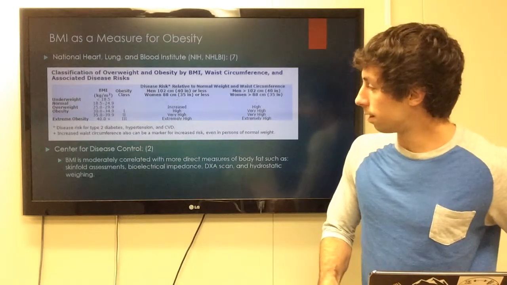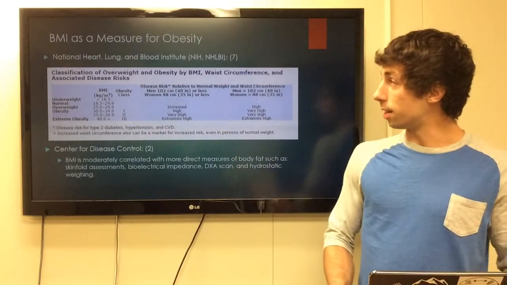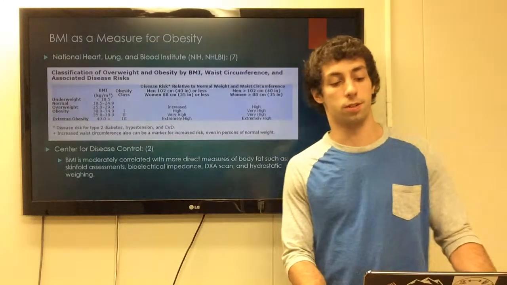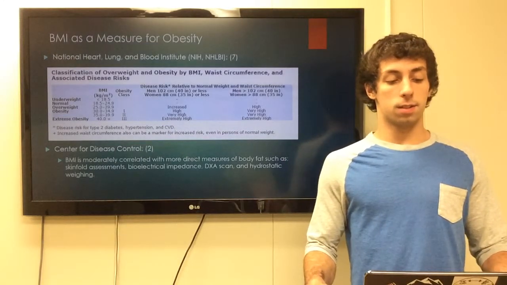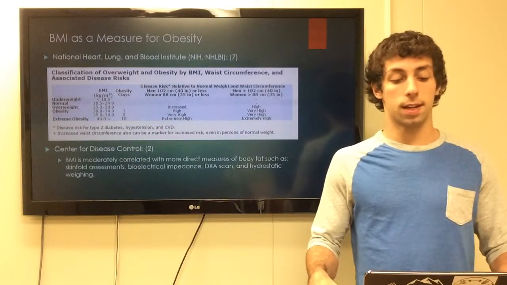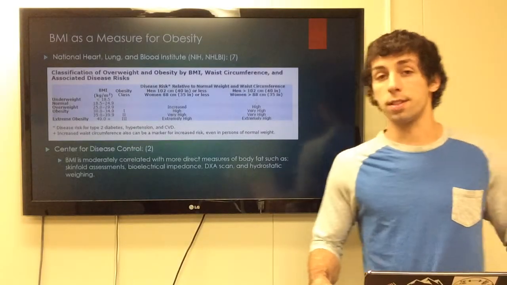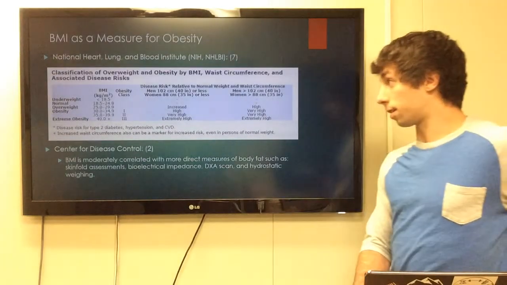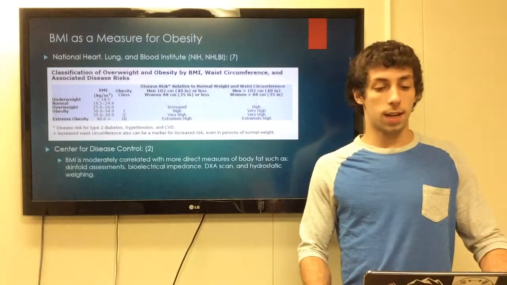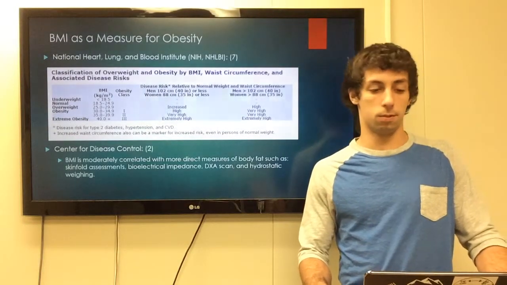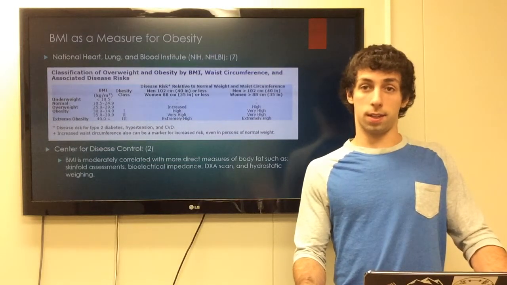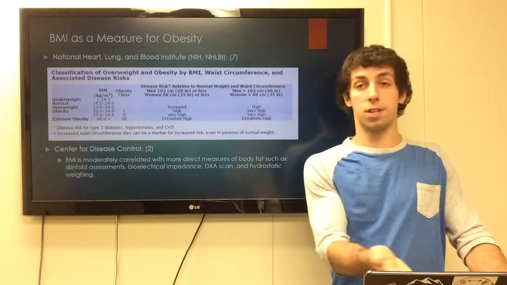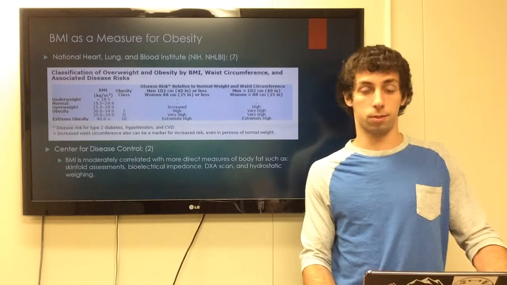they kind of just collaborate with the NHLBI here, but they say BMI is moderately correlated with more direct measures of body fat, such as skin fold assessments, bioelectrical impedance, DEXA scan, and hydrostatic weighing. So they're essentially saying that using BMI as a measure for obesity is a good substitute for being a cheap measurement, and to be done on a mass scale. It is easy to gather people's height and weight, and then adjust their BMI from there and compare it. Whereas these other measurements might be more accurate, but they're more costly, and it's difficult to do on a large population.